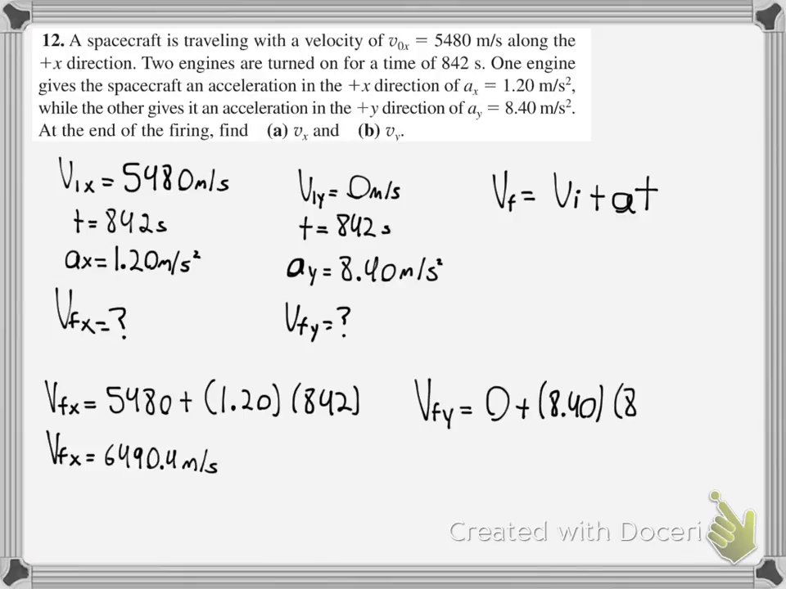And then we do the same thing for our final velocity in the y. We would get final velocity in the y equals 0 plus 8.4 times 842 equals 7,072.8 meters per second. So it's essentially the same thing as the last question. We're just finding the velocity using the acceleration in the x and the acceleration in the y for a certain problem.